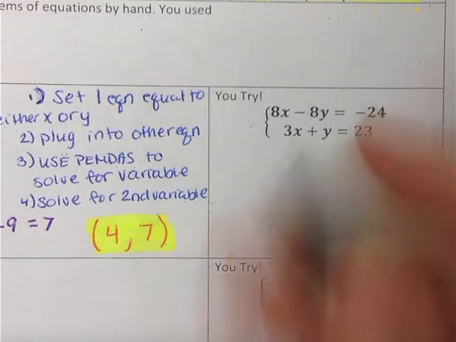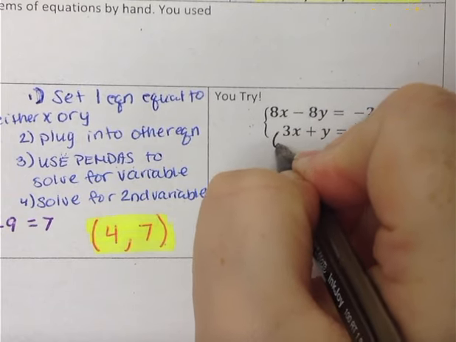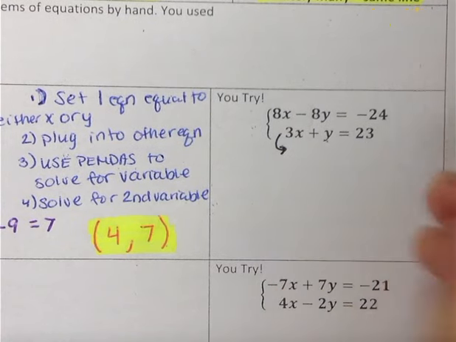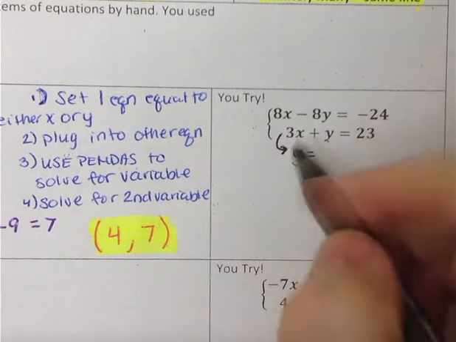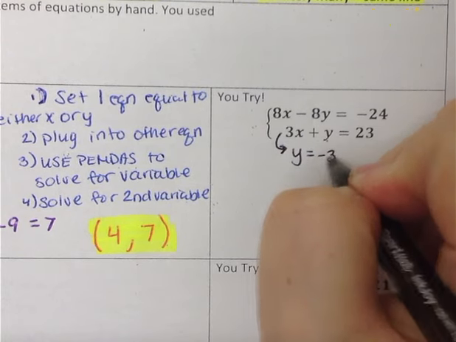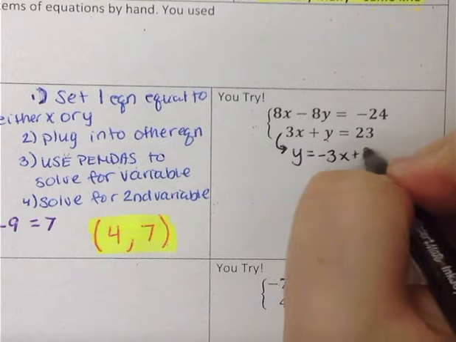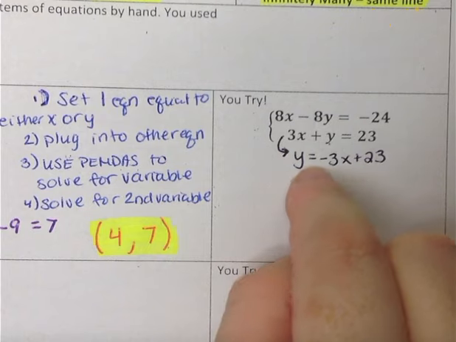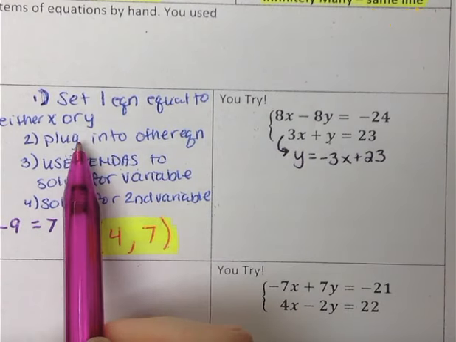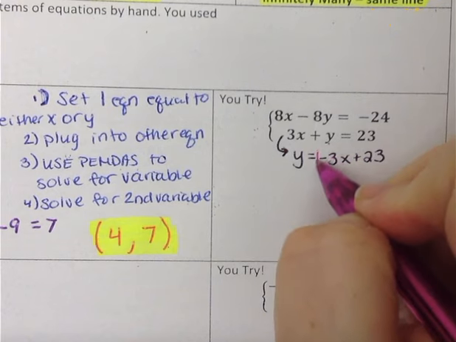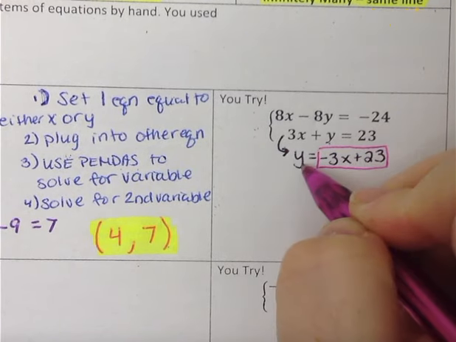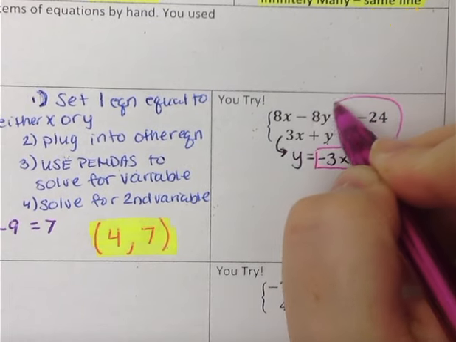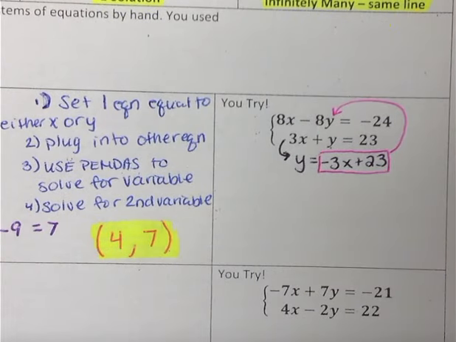So I'm going to solve this equation for the y. All I will have to do is subtract the 3x from the other side. So I will have y equals, if I subtract the 3x, negative 3x. Then I'm going to keep that positive 23. Now I have solved the second equation for the y, so therefore I can substitute or plug into the other equation. I'm going to take this entire expression and plug it in for the y on the other equation. Everything else will remain the same.